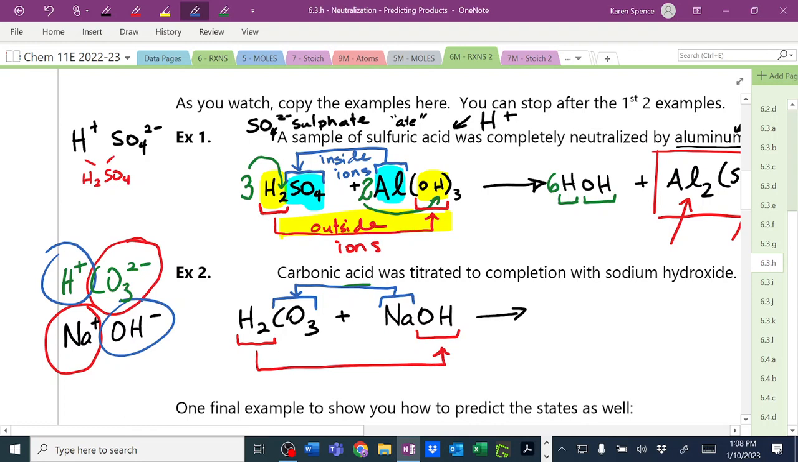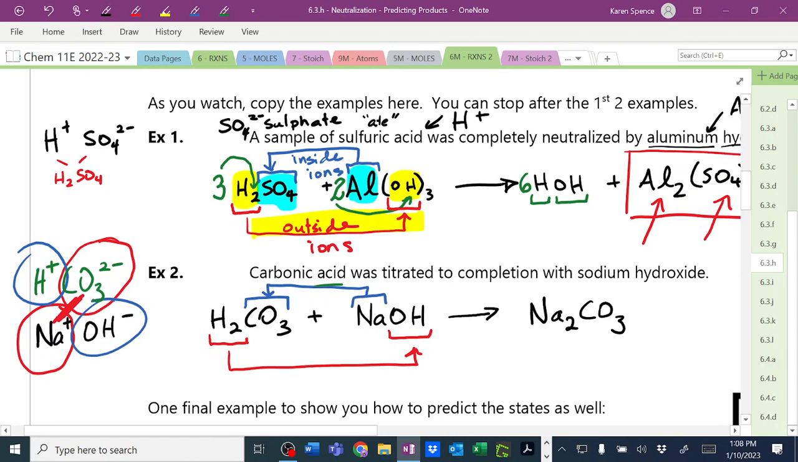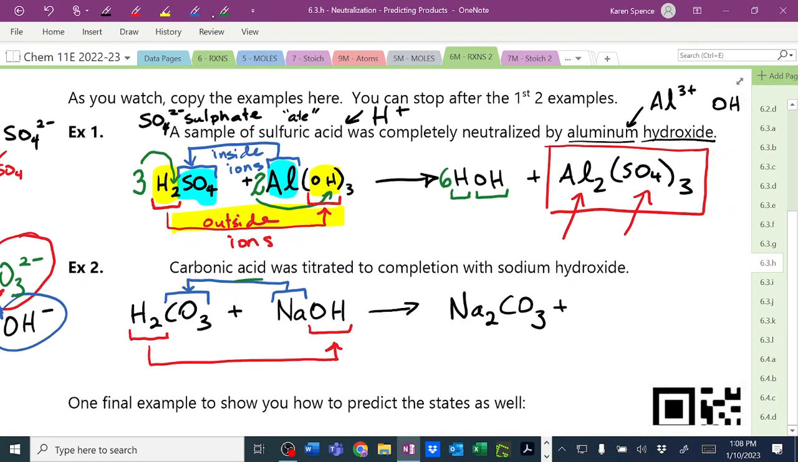So if we have sodium getting together with carbonate, these 2 guys here, Na plus CO3 2 minus, that's going to be Na2CO3. We have HOH. Okay, +1 -1, so it's just H and OH. So that's H2O, but I'm going to write it as HOH.